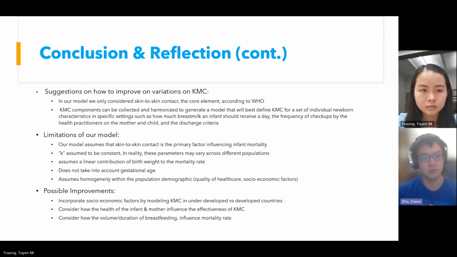Also, for possible improvements, we can incorporate socioeconomic factors by modeling KMC in underdeveloped versus developed countries. That's one example. Also, we can consider how the health of the infant's mother influences the effectiveness of KMC. Other than this, we can also consider how the volume and duration of breastfeeding influence mortality rate.